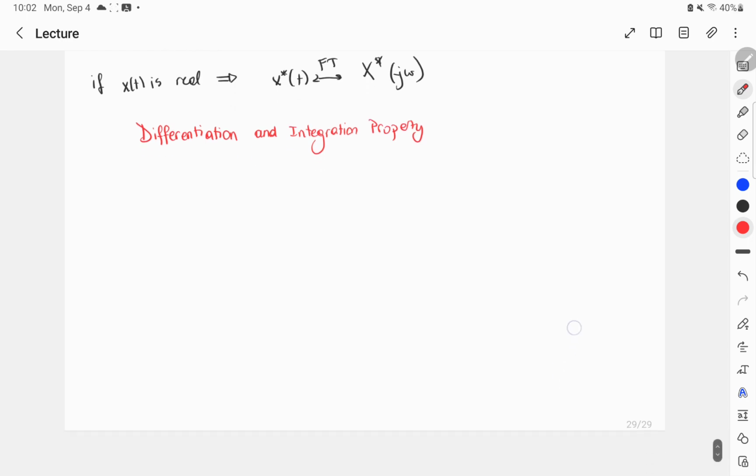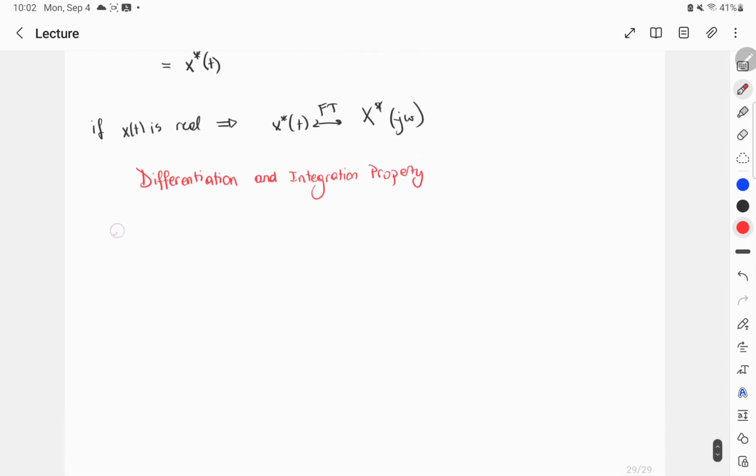What this property tells us is basically that if we take the derivative of the function x, then the Fourier transform is j times w times X of jw. So eventually the differentiation in the time domain will give us multiplication by jw in the frequency domain. And let me prove this for you.